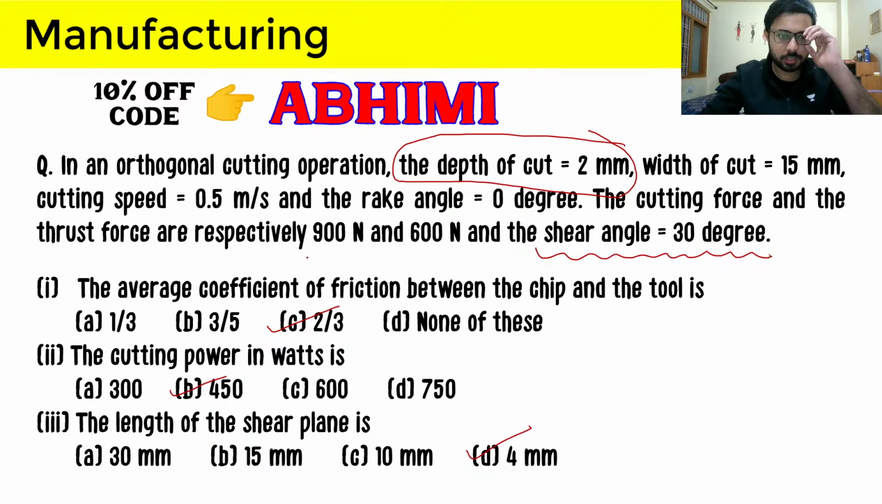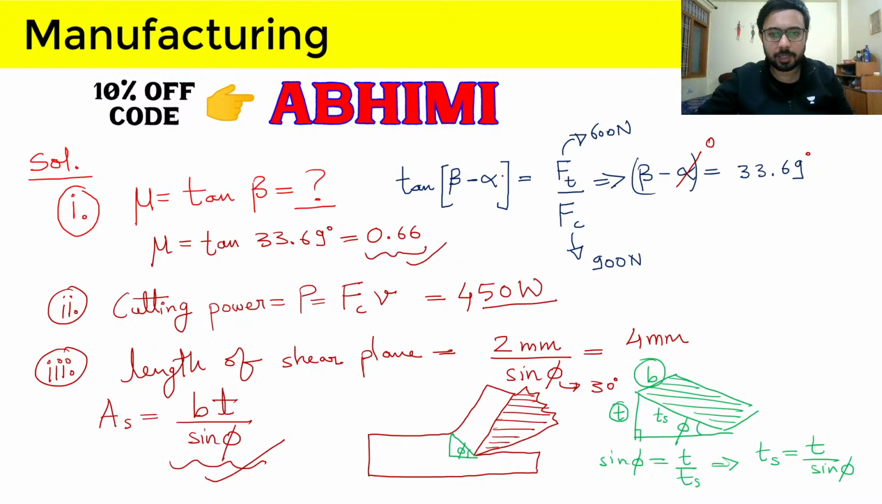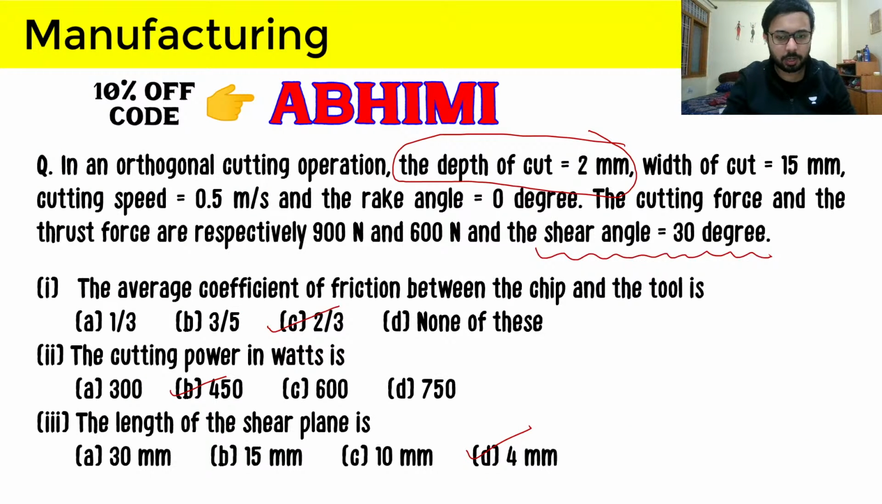And then we discussed the formula that you need to remember, and that is the formula tan(beta minus alpha), and we did this question yesterday also. And here we calculated mu, the coefficient of friction, using this formula. Then we simply found out cutting power, but the main idea of doing this question is to find out the length of shear plane, because we have not yet done a question in which that was asked, but we have done this now right here, and I think that is not that hard for you to grasp. So that's it for this question.